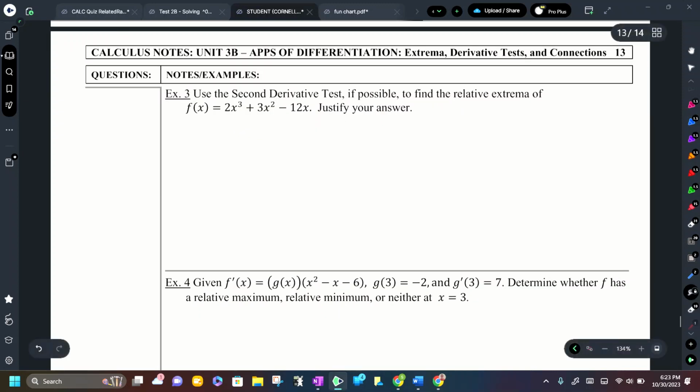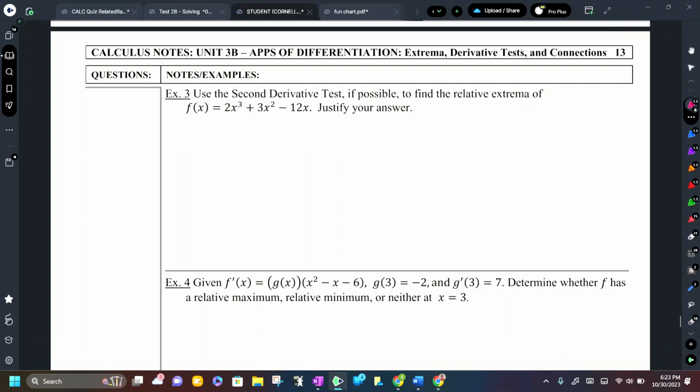So we've jumped down to example 3, and we're going to use the second derivative test, if possible, to find the relative extrema of this function. We're going to justify our answers. The first thing we need, if we're looking for extrema, is to take a derivative. So f prime of x is equal to 6x squared plus 6x minus 12. If we're looking for extrema, we need critical numbers for our derivative. So we're going to set it equal to 0 and solve to figure out where those horizontal tangent lines occur.